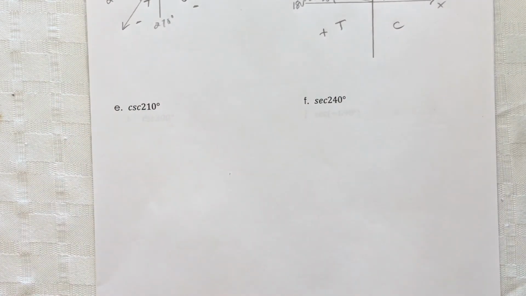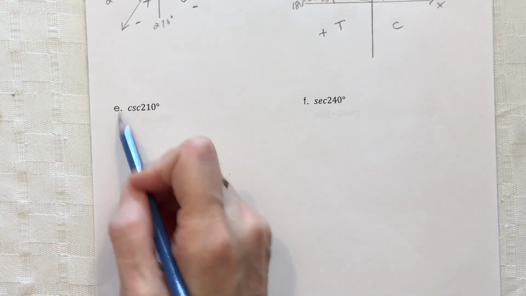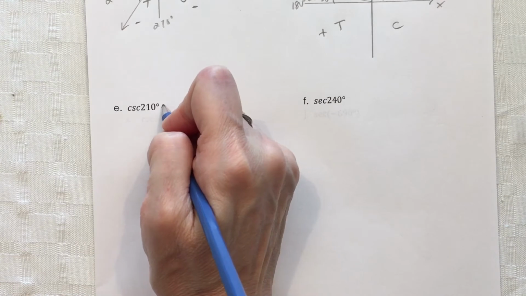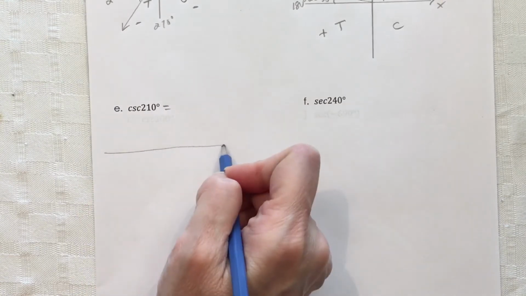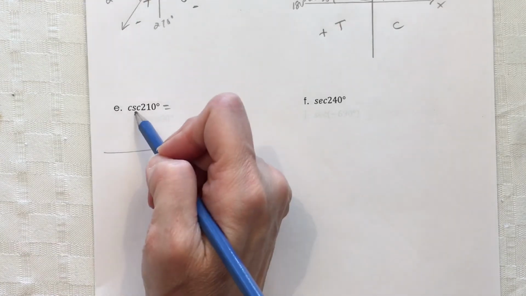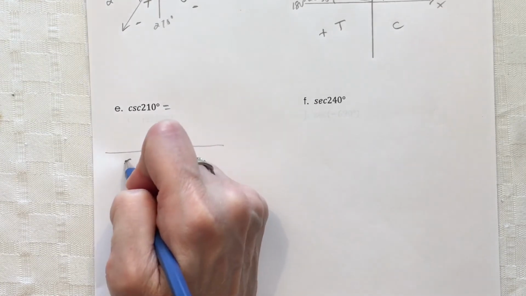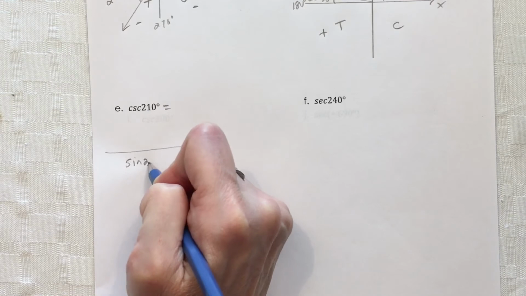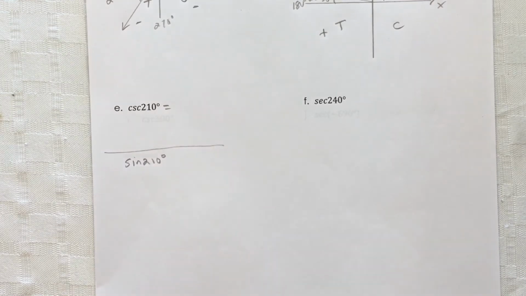Okay, so now we're going to look at cosecant. When I get one like cosecant, I'm going to reserve my answer, and first of all, I want to look at what ratio cosecant is related to. It's related to sine. So if I knew what the sine of 210 degrees was, then I could flip it upside down and I would know the cosecant.